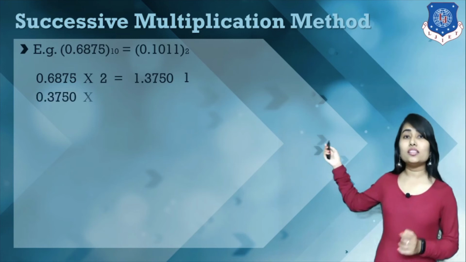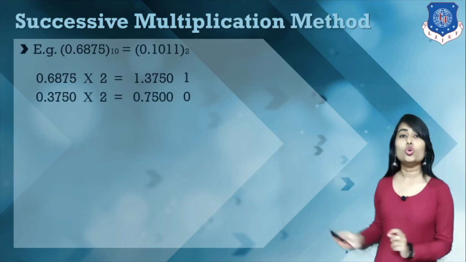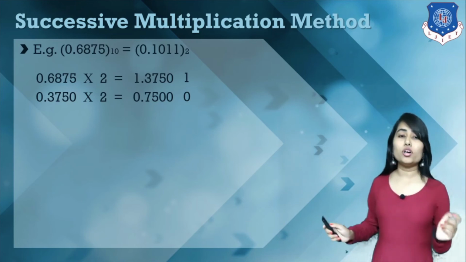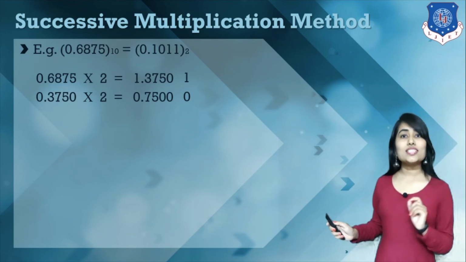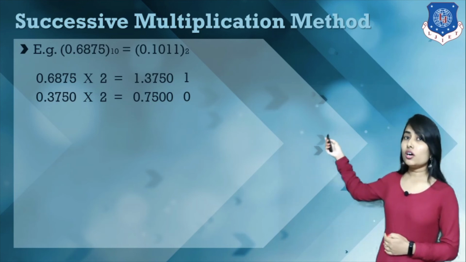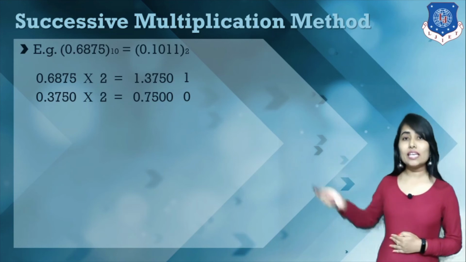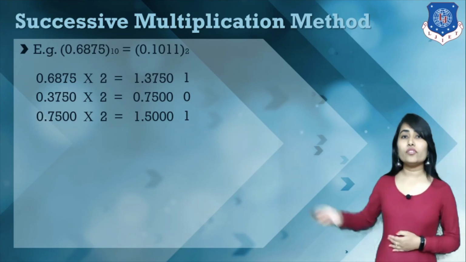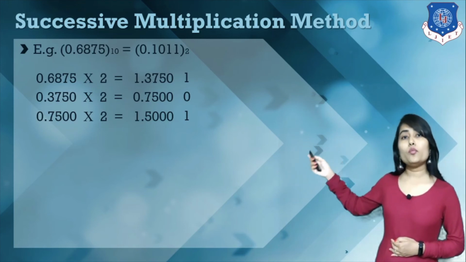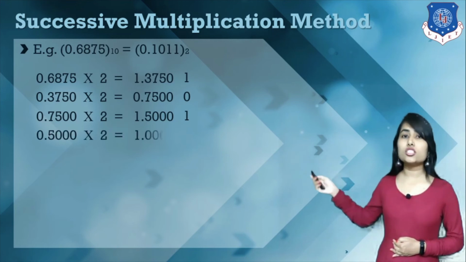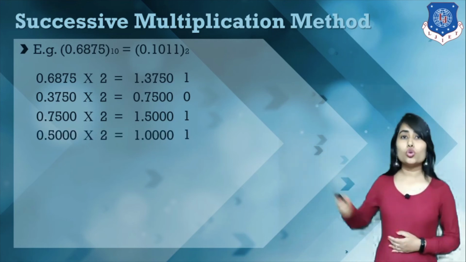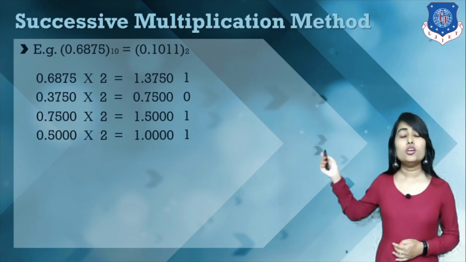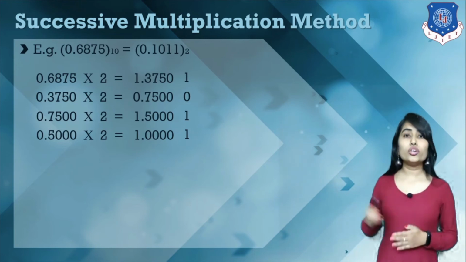Here we multiply only 0.3750. So 0.3750 into 2, we have 0.75. So here we have the integer number 0. Then again multiply this 0.75 by 2. So we have 1.5, with 1 as the integer and 0.5 as the fractional part. Again multiply this 0.5 with 2. So 0.5 into 2 is equal to 1.00. So here we have a fractional portion 00, so here we can stop.